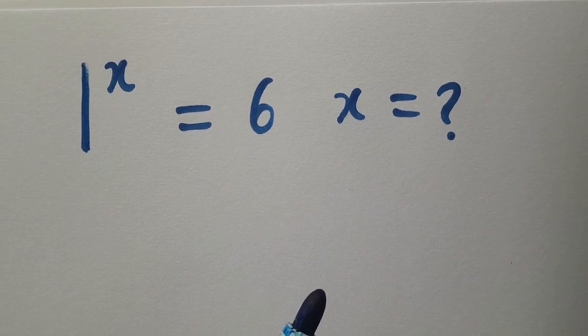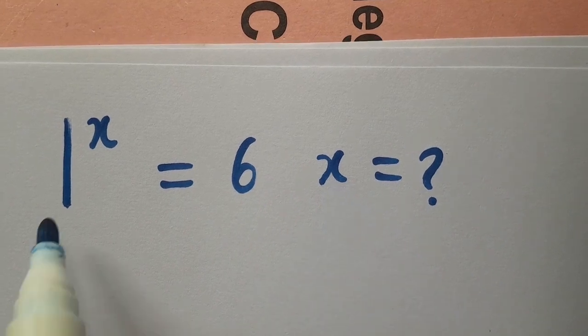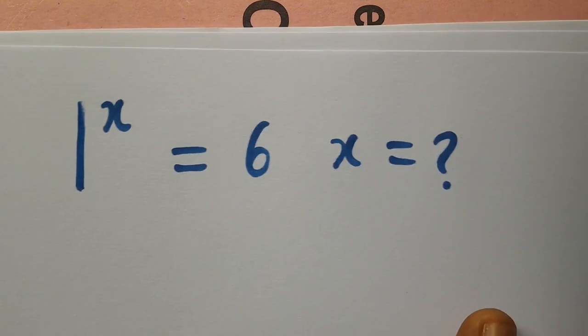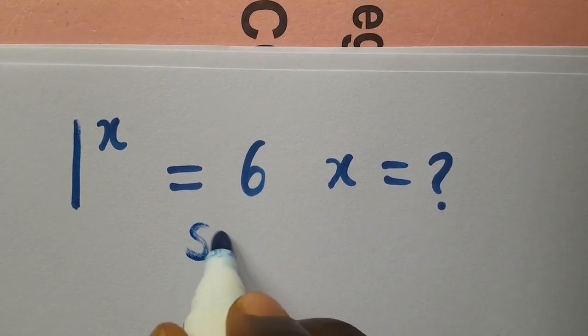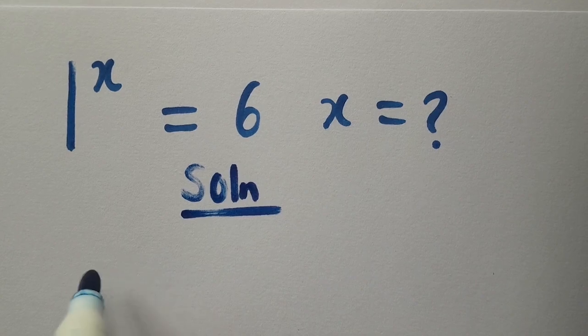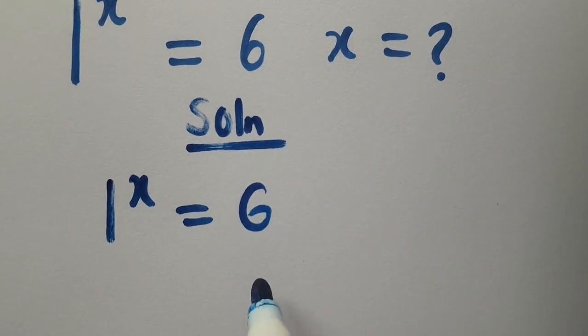Today we want to find the value of x given that we have 1 to the power of x equals 6. So let's have it to be solution. Now guys, to solve this type of problem, we have 1 to the power of x equals 6.